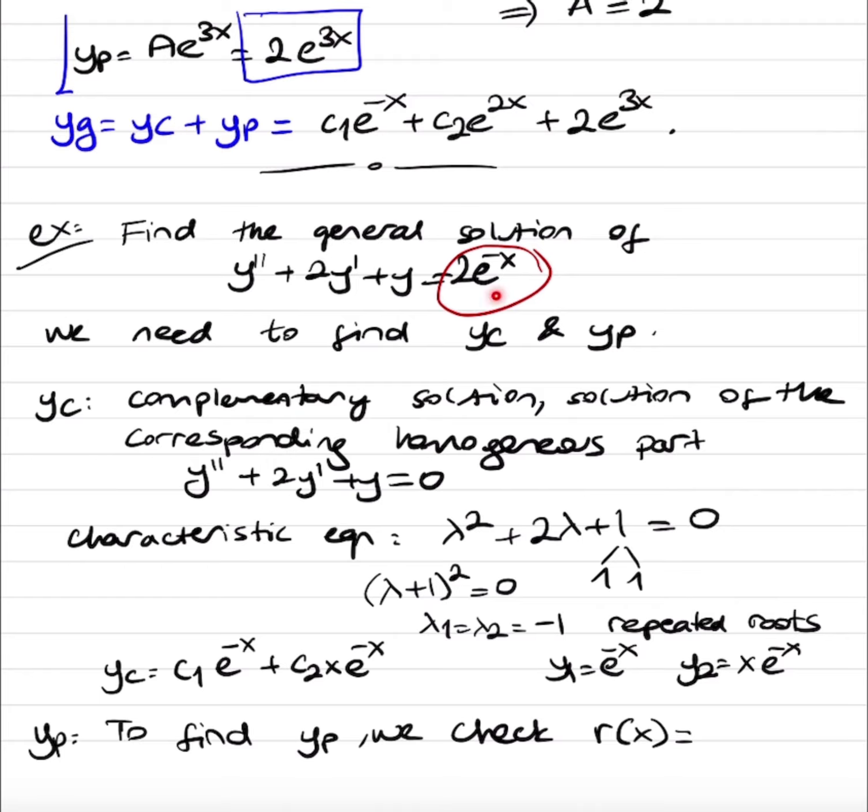So here it is 2 times e to the power minus x, right? But if you look at it, the given r(x) is contained in the complementary solution, right? So I see it there. So y complementary is c1 e to the power minus 2x.